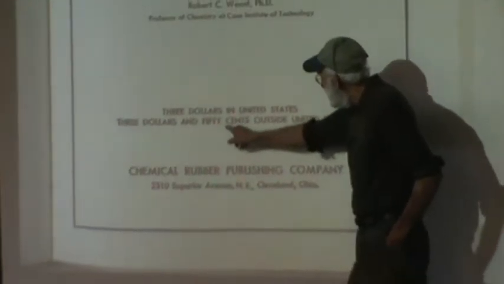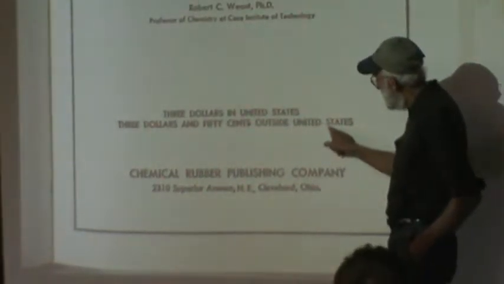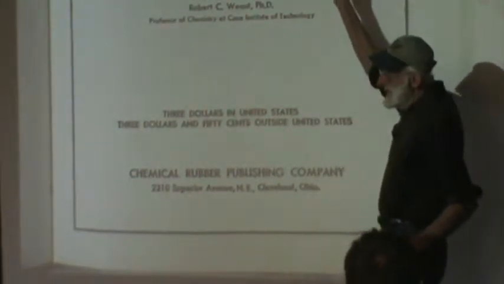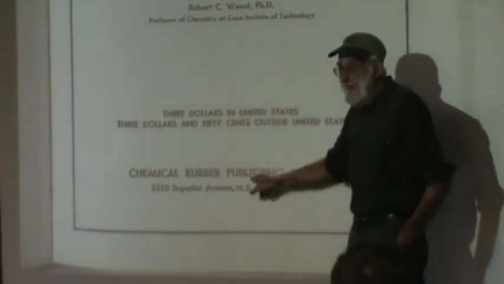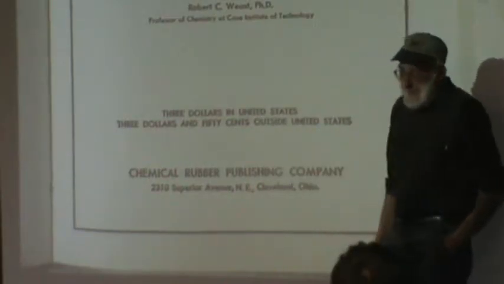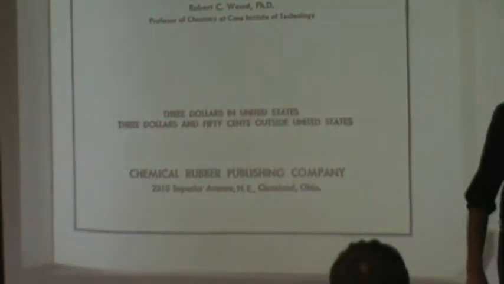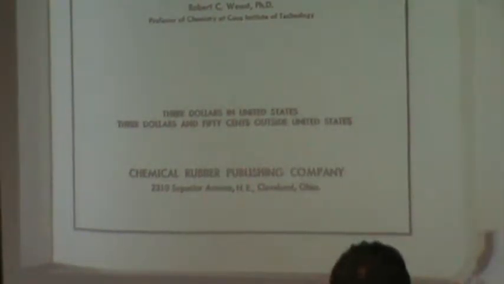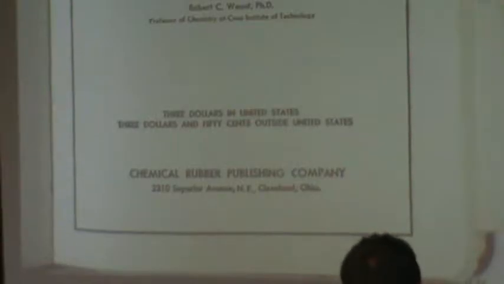It's interesting, on the title page you can see the price, $3 in the United States, $3.50 outside the United States. And CRC stands for Chemical Rubber Publishing Company. So these books, the CRC books, were fondly referred to as the Rubber Handbook. Anyway, everybody had these. Science, engineering, math, everybody had these tables.